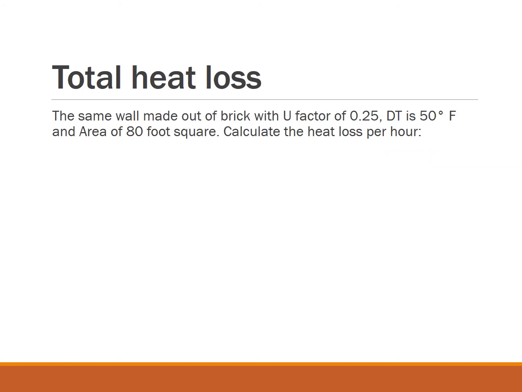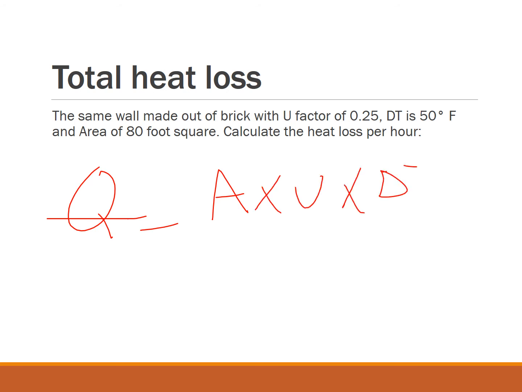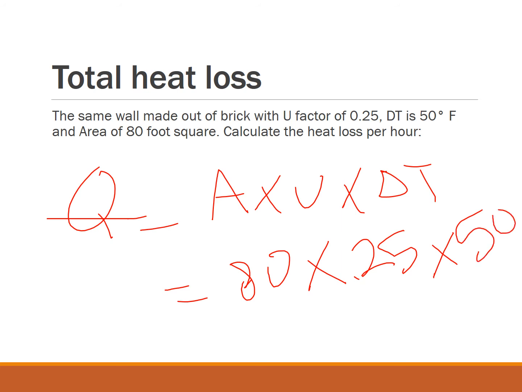So the heat loss for that wall will be heat loss equals area times U times delta T. So here it will be 80 times 0.25 times 50, and I get 1000 BTU per hour.